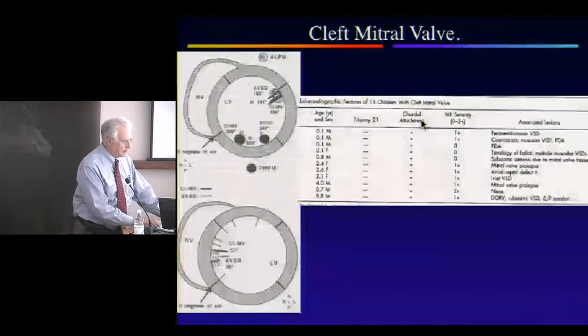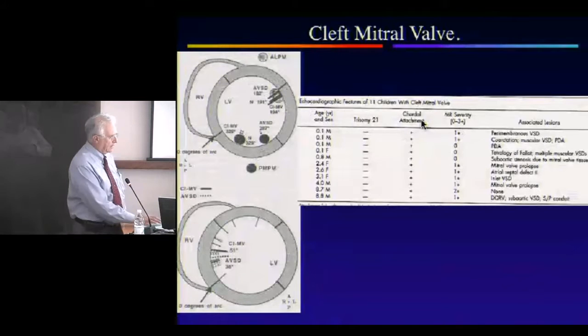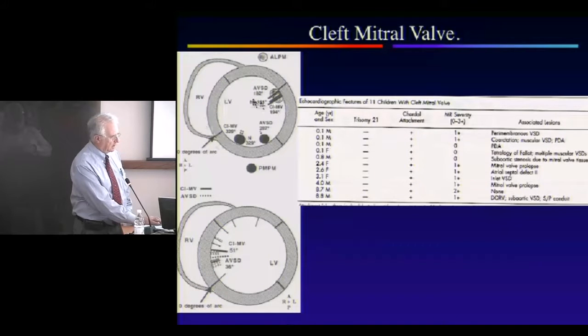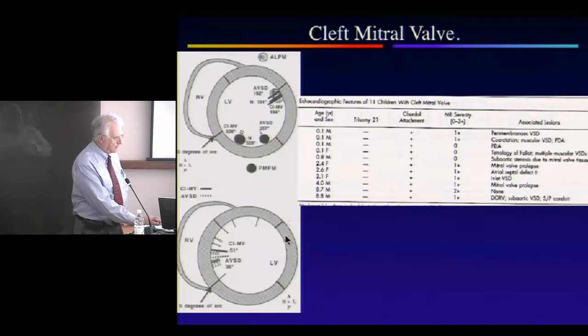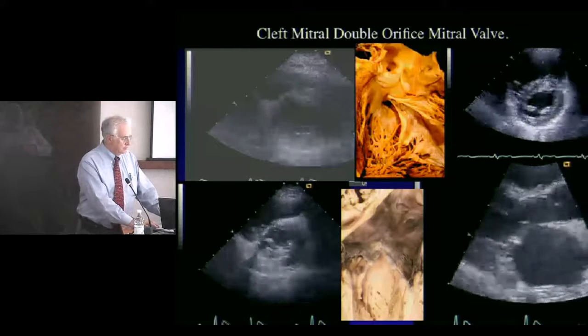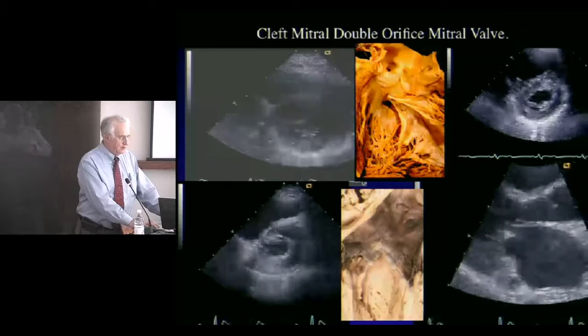What we did is we looked at a whole series of these patients and looked at where the cleft was. We took this as a zero point and with a goniometer measured degrees for the attachment, and found that clefts with AV canals were always in this region, but clefts of a mitral valve associated with other congenital heart disease or isolated had a different direction of attachment. So I'll show you a few clefts.